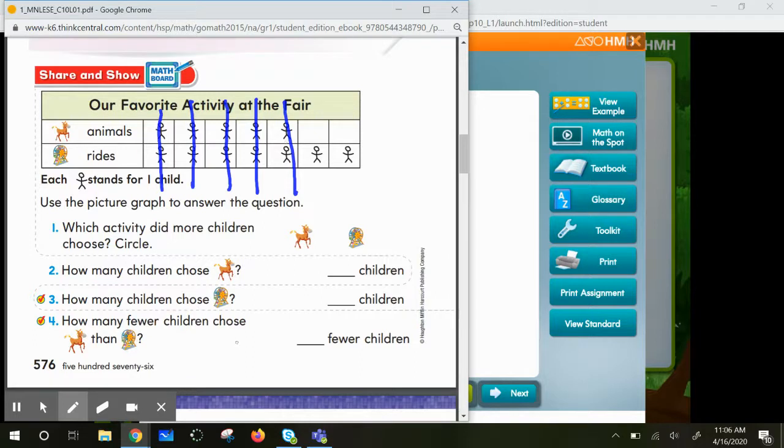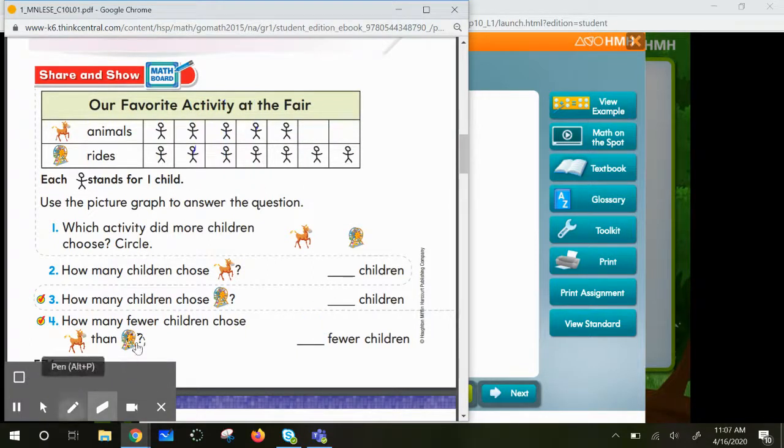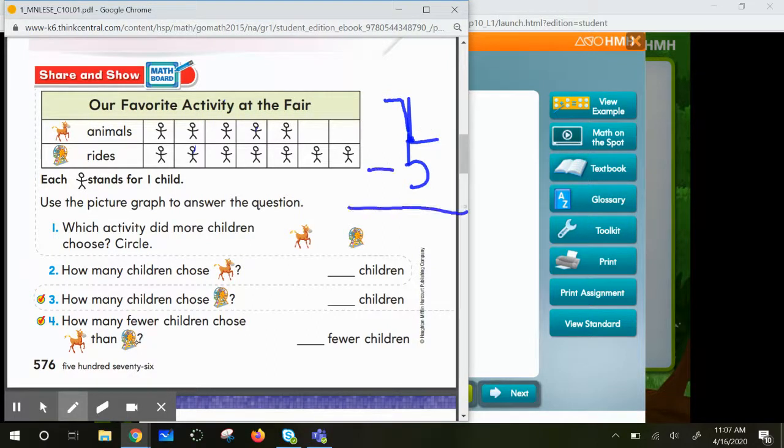How many fewer children chose animals? Well, there's no match here and there's no match here. So that is 2 children. Another thing you can do is actually count how many are there. 1, 2, 3, 4, 5, 6, 7. 7 rides. 1, 2, 3, 4, 5 people. And we subtract 7 minus 5, which equals 2.